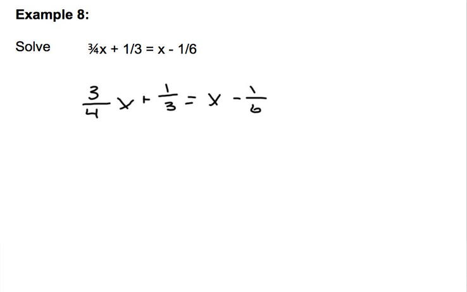So now, same thing. We want to get the variables on the same side. And I'm going to choose to move the smallest one, the 3/4, because 1 is bigger than 3/4. What's the opposite of a positive 3/4? A negative. And the x goes with it because it's talking about x's. If I do it to one side, I've got to do it to the other.